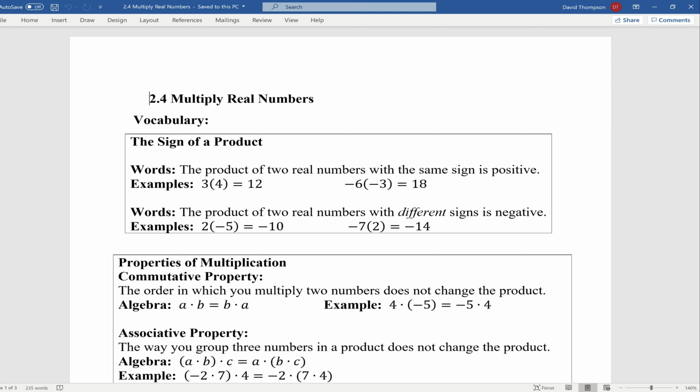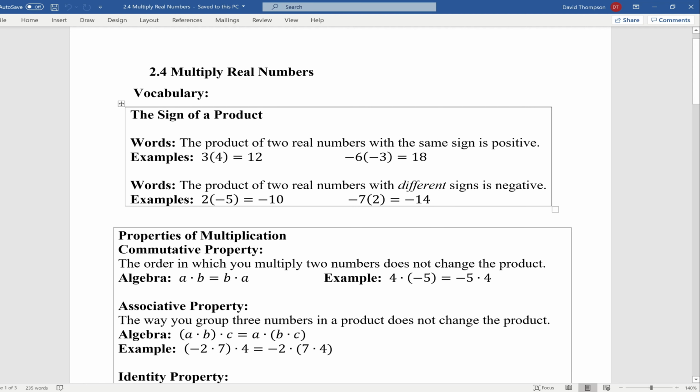The product of two numbers with different signs is negative. For example, 2 times negative 5, they have opposite signs. My answer is going to be negative 10. Negative 7 times 2, the signs are opposite, so my answer is going to be negative 14.